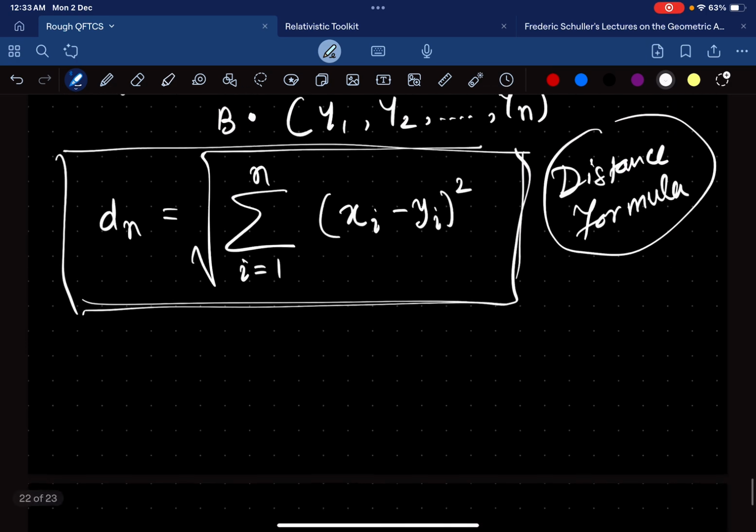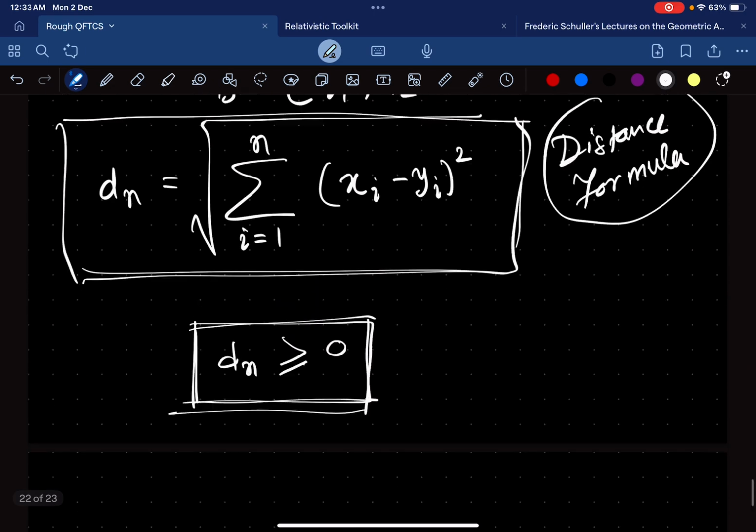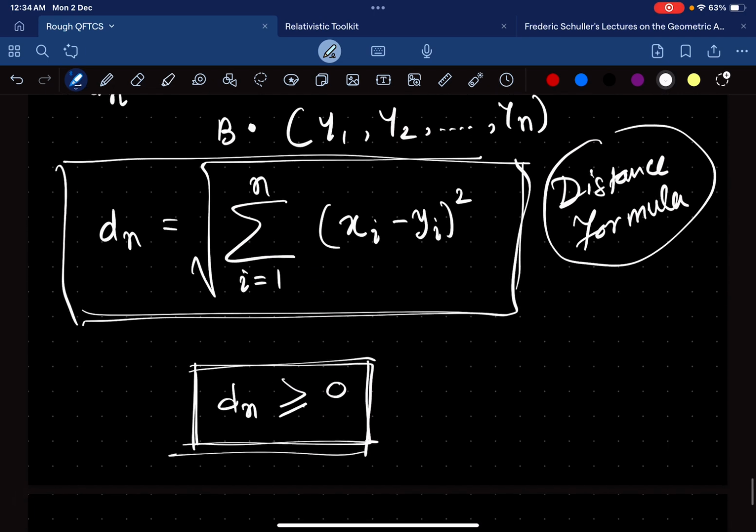Remember that this distance formula works for Euclidean systems. For non-Euclidean systems, the distance formula gets a little bit changed. You will see that in your later courses. And one property of this distance is that distance is always greater than or equal to 0. Distance can never be negative for Euclidean geometry. Okay, so now after we have figured out the distance formula, we will see how to plot things.